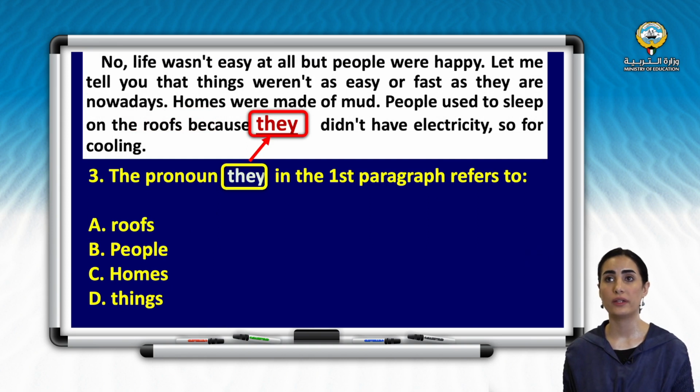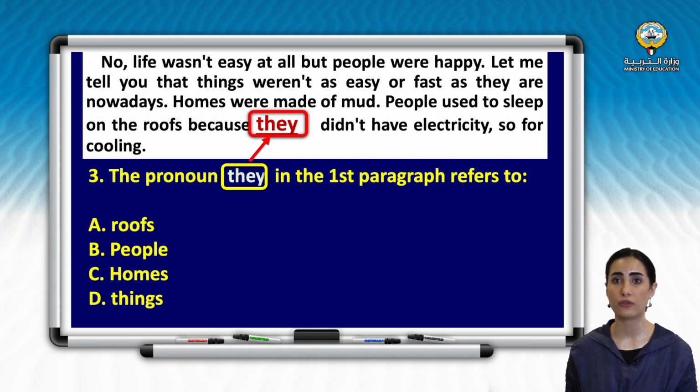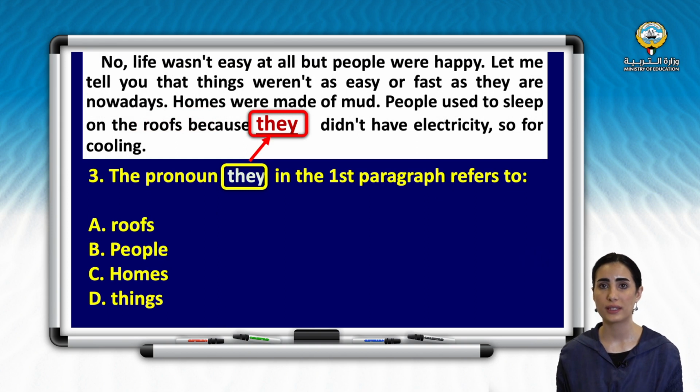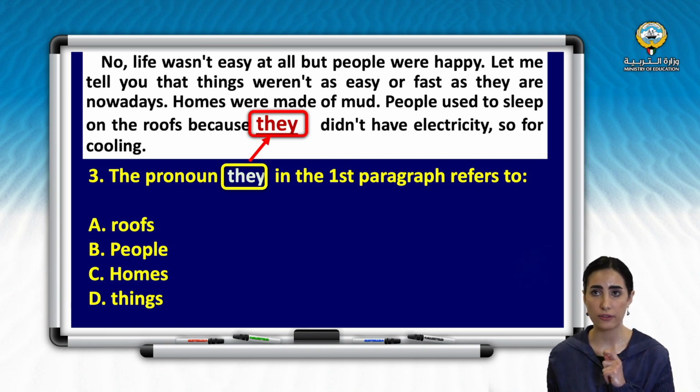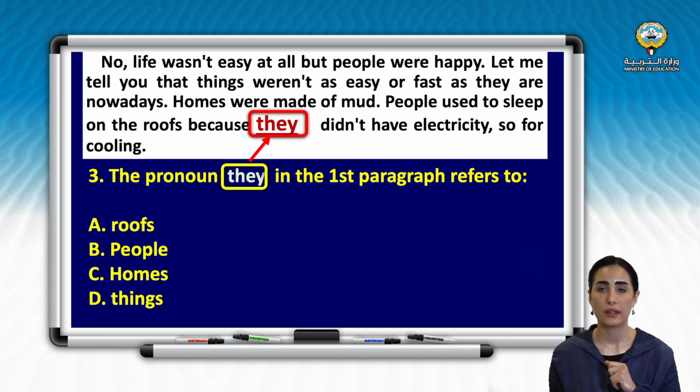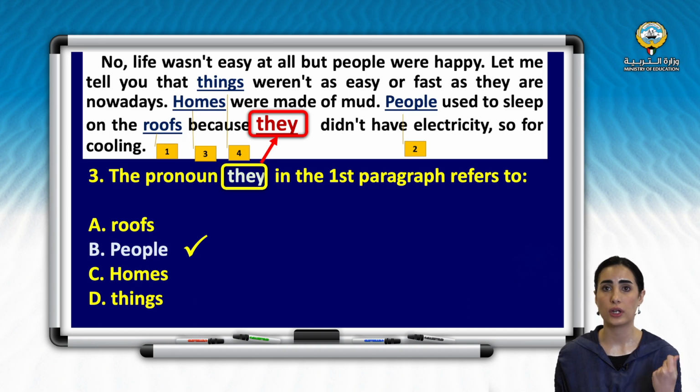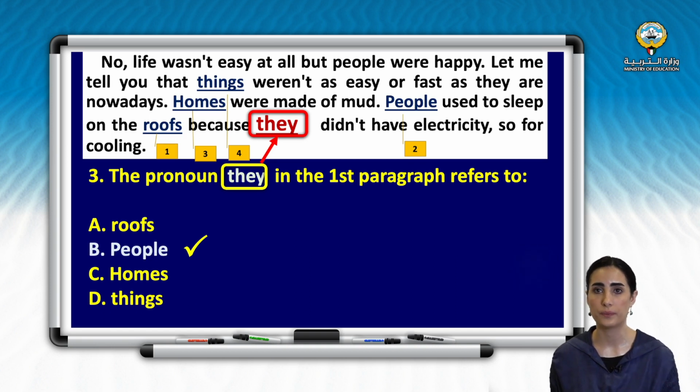Number 3, the pronoun they in the first paragraph refers to A, roofs, B, people, C, homes, D, things. So let's first underline the pronoun they in the first paragraph and refer to the noun. So they here, we have the underlined keywords, either things, or refers to homes, or refers to people, or does it refer to roofs? Excellent, so it refers to people.